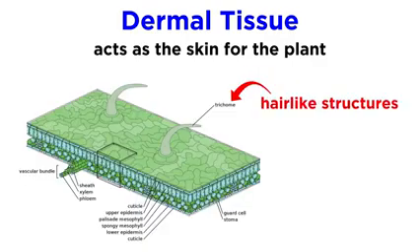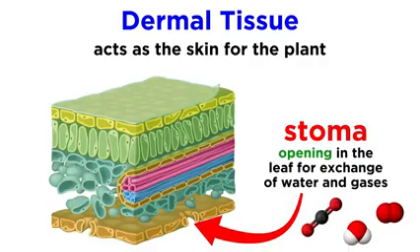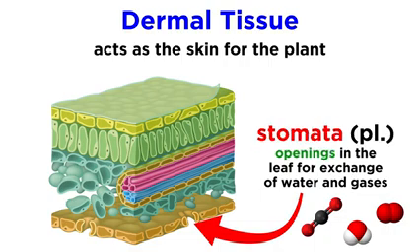Some epidermal cells can specialize to take on hair-like shapes, which help the plant with specific gas and nutrient transfer functions, but these hairs can also be useful in deterring insect herbivores that might try to graze on the plant. A plant also needs some openings in the epidermis in order to let water and gases travel in and out, so as to maximize the surface area available for material exchange. These openings are called stomata.